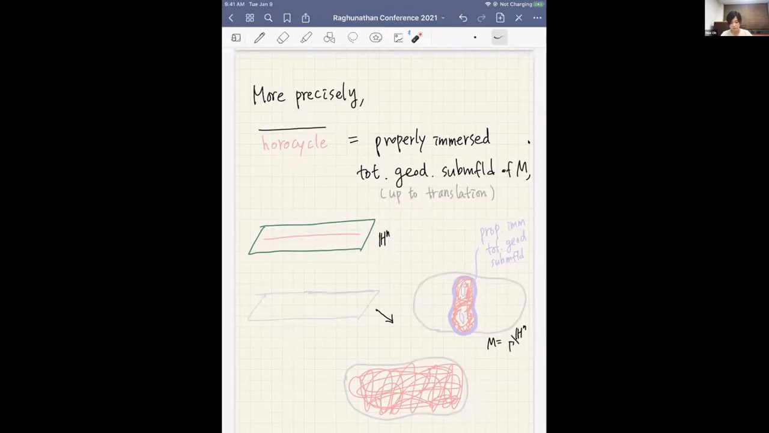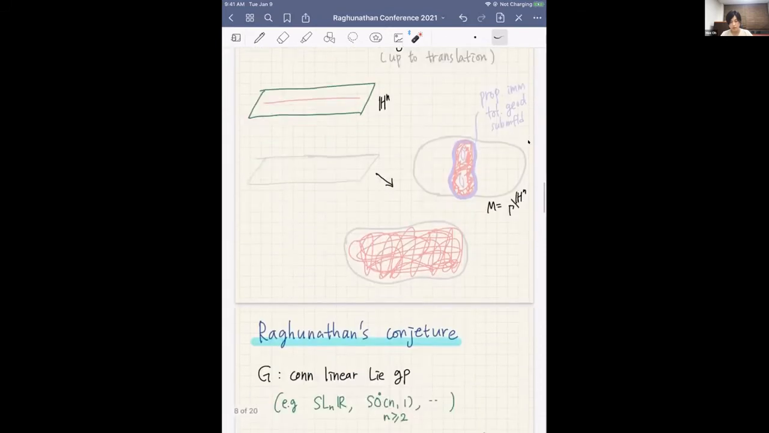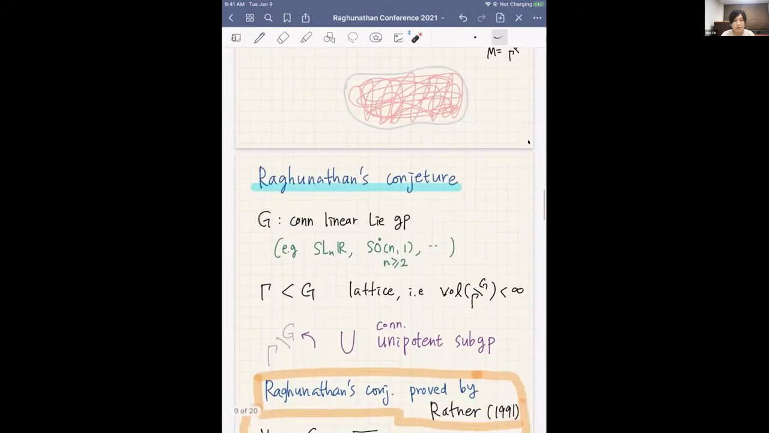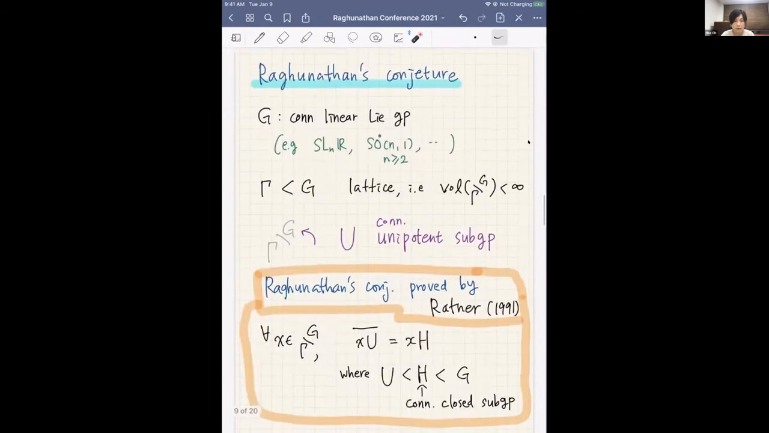So how does one prove this theorem? This theorem is in fact a special case of Ratner's theorem, conjectured by Raghunathan. So this is the statement of Raghunathan's conjecture, made, I think, in the late 70s. Let G be a connected linear Lie group. So I just want to think of a matrix group. So G consists of matrices. For instance, G can be SL(n,R) or the special orthogonal group SO(n,1), and so on.